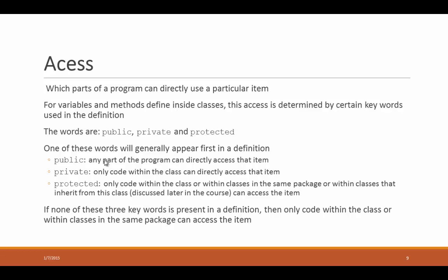If you leave off all of the keywords and don't specify any, it's what's called package access. And I'm going to talk about packages in a little while. And again, what you should strive for is that everything you define inside a class, variable or method, should be either public or private.